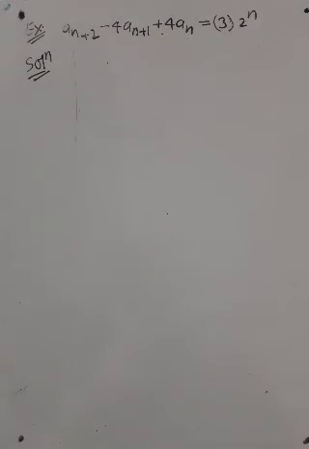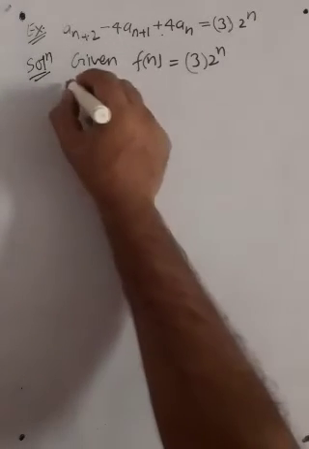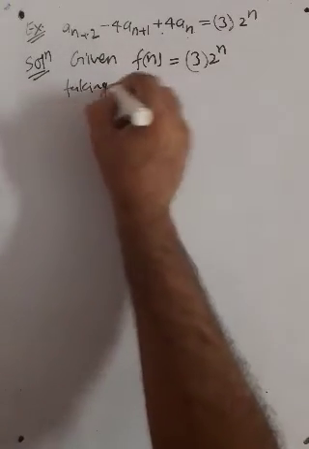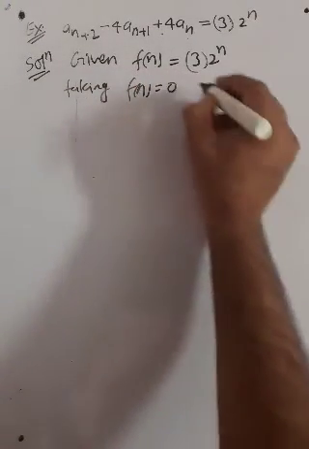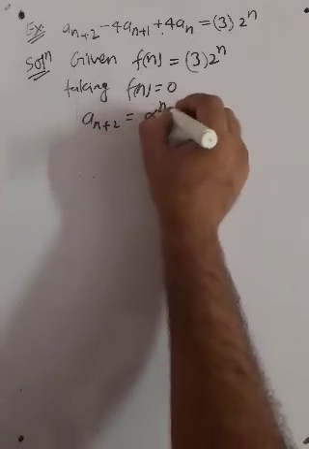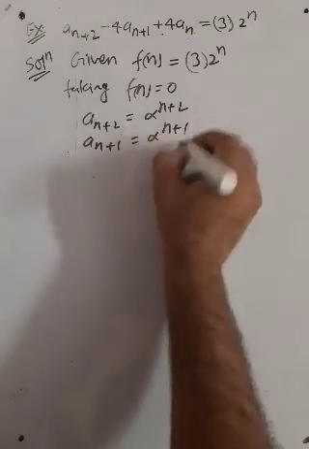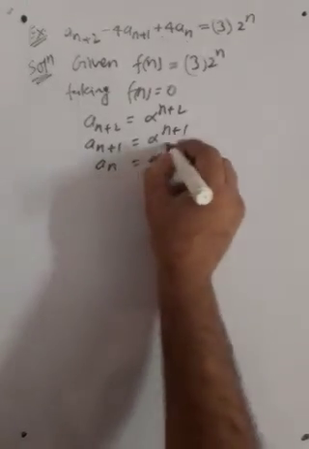Another question is a n plus 2 minus 4 a n plus 1 plus 4 an is equal to 3 2 raised to n. As given, fn is equal to 3 2 raised to n. Taking fn is equal to 0, an plus 2 is equal to alpha power n plus 2, an plus 1 is equal to alpha power n plus 1, an is equal to alpha power n.